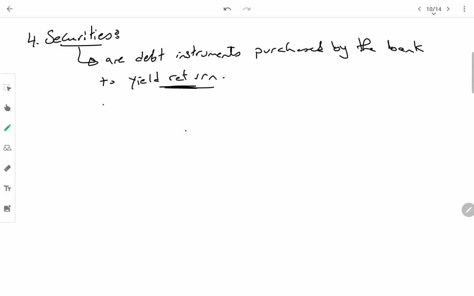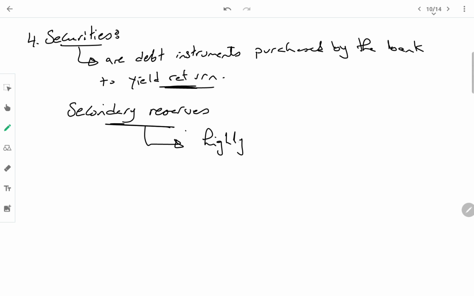Profit received from securities is one of the major sources of banks' income. Securities are highly liquid. As a result, they are well known as secondary reserves. So we can call securities a secondary reserve as it is a highly liquid asset.